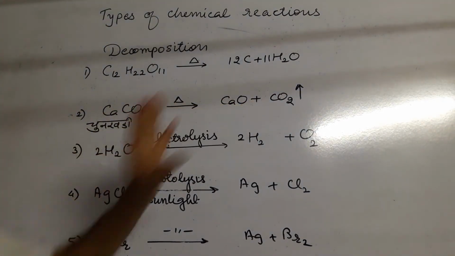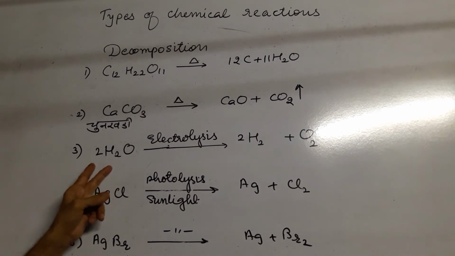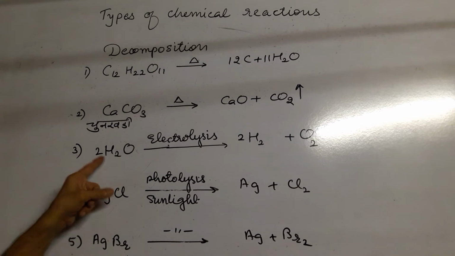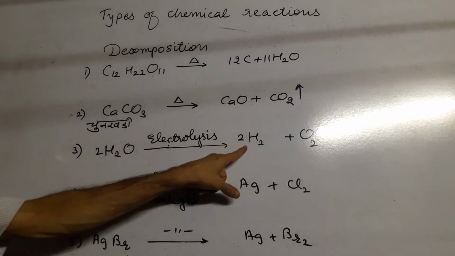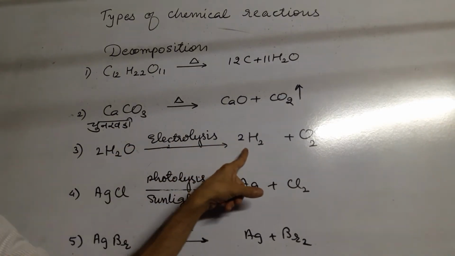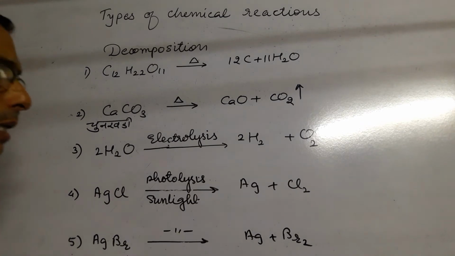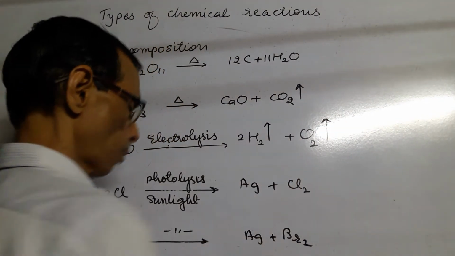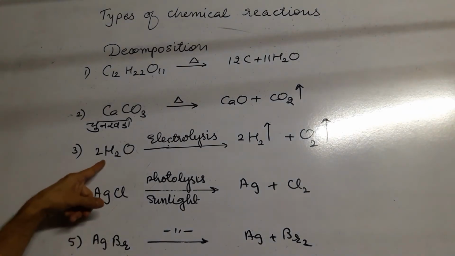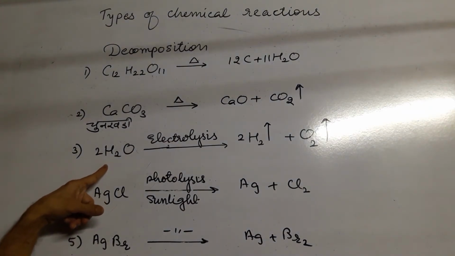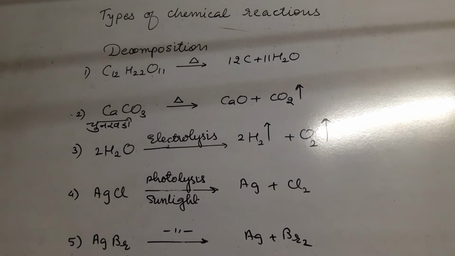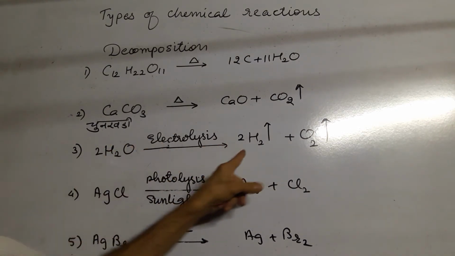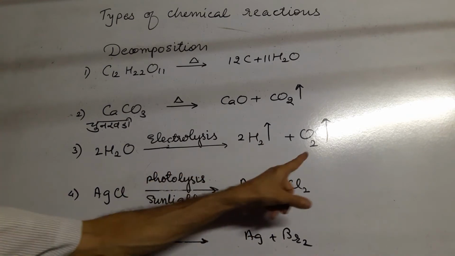So this is balanced. Again, if water is electrolyzed, then you find that hydrogen is positive. So at the cathode, hydrogen is deposited in a test tube, and oxygen at the anode. Two gases are formed. So if electric current is passed through water, then it decomposes into hydrogen and oxygen. So from one we get two gases. So it is called decomposition.